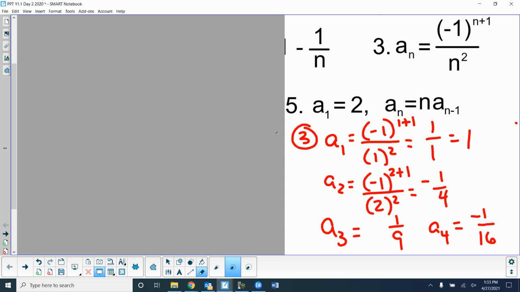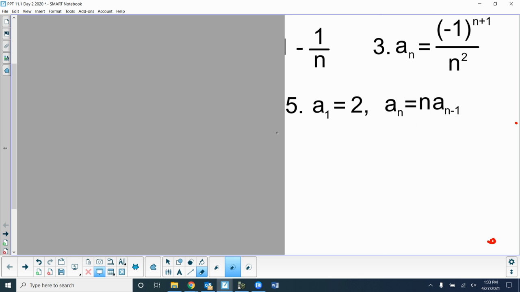This is when we have that a to the n minus 1. What did we say that was yesterday? Previous term. It's called a recursive rule. Okay? So in order to do these, you need to know the first term to get started, so you can get the second. Use the second term to get the third. Use the third term to get the fourth. Okay? You just put the first term into that thing.